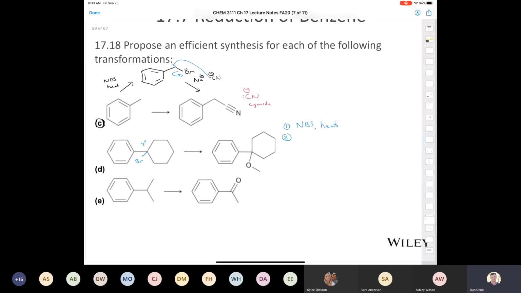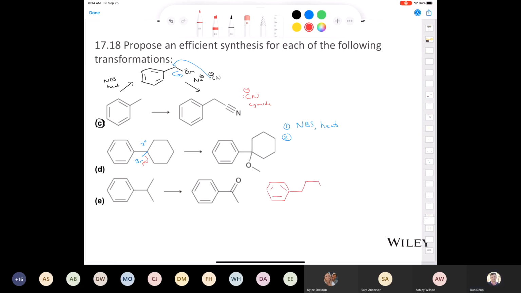what's going to happen is that, I'm running out of space here, aren't I? This leaving group is going to leave, and you'd end up with this resonance stabilized carbocation, and then methanol can come back in, and then by a proton transfer, you'd end up with a methoxy group like that. Okay, and so the second step would be to treat it with methanol like this.